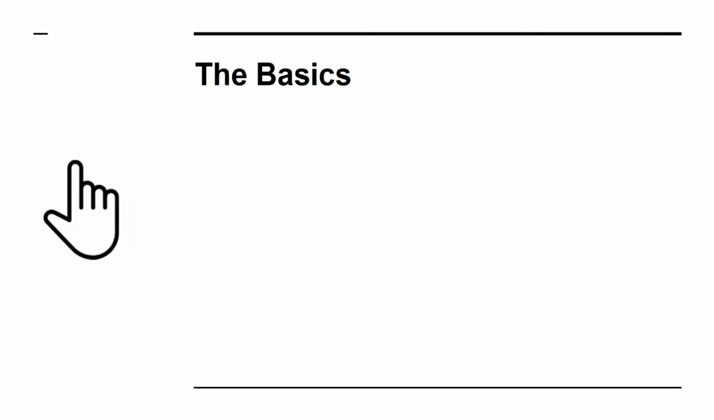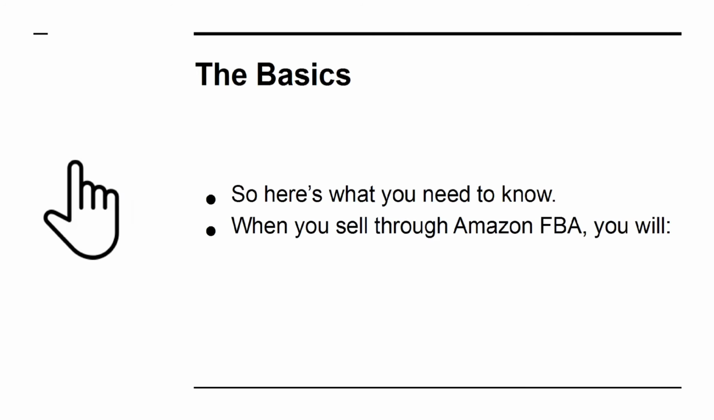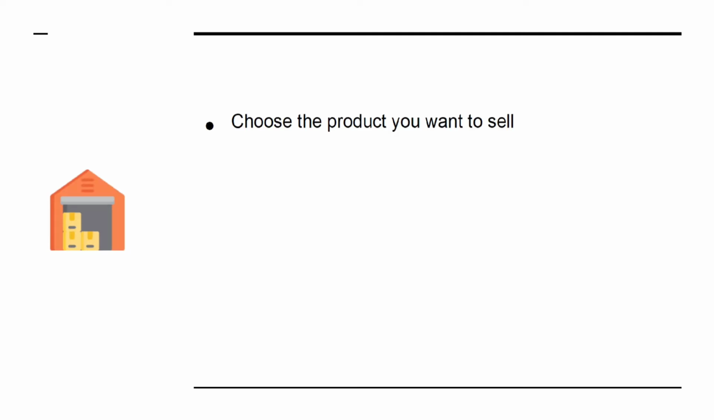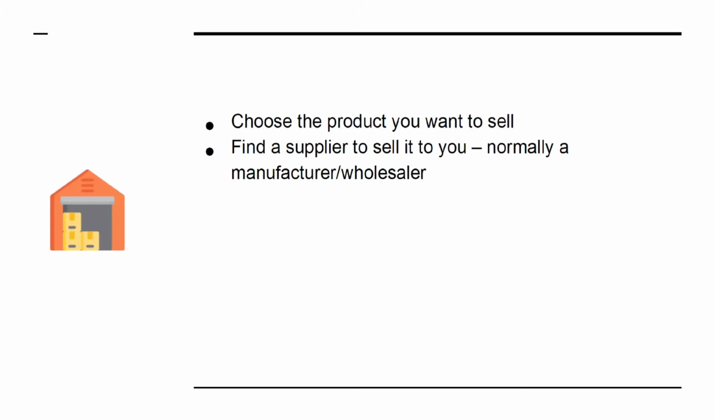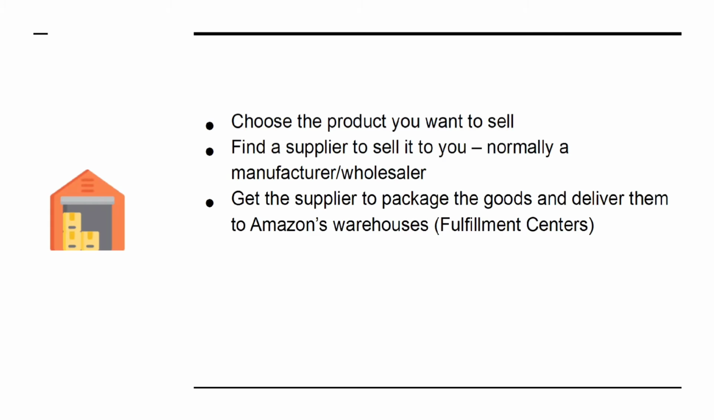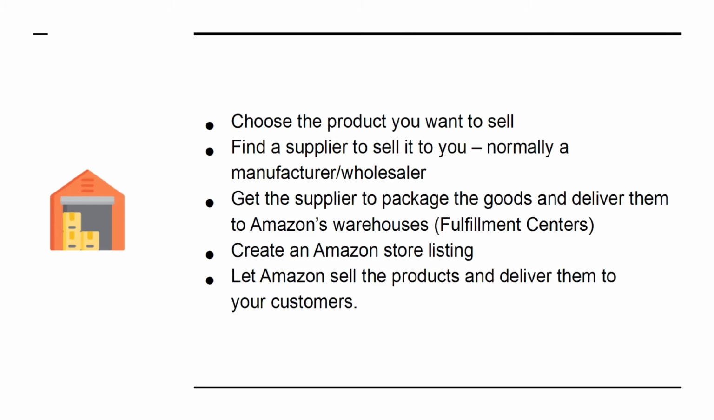The basics. So here's what you need to know. When you sell through Amazon FBA, you will choose the product you want to sell, find a supplier to sell it to you, normally a manufacturer or wholesaler. Get the supplier to package the goods and deliver them to Amazon's warehouses, fulfillment centers. Create an Amazon store listing. Let Amazon sell the products and deliver them to your customers.